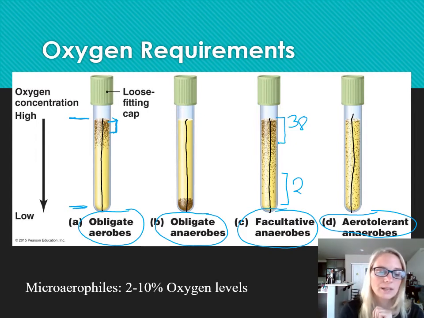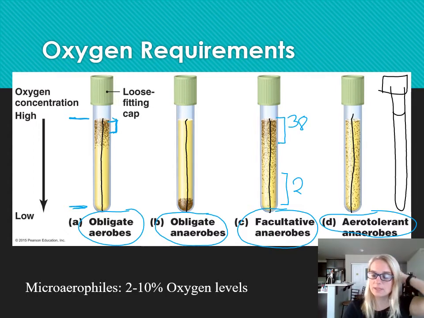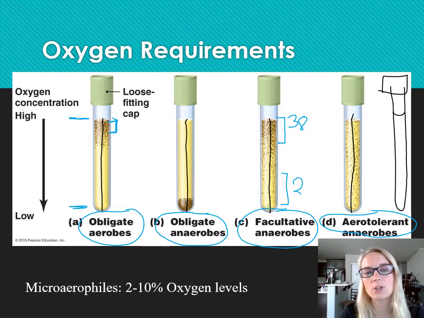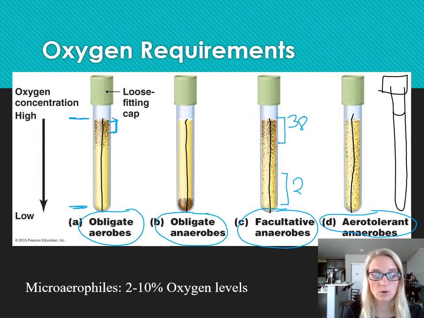All right, this last group I don't have a slide tube for, so I'll draw one. These are called microaerophiles. I'm going to put microaerophiles over here in this area. So a microaerophile is an organism that can withstand oxygen, but it needs it just a little tiny bit, but too much is toxic. So they prefer like 2 to 10% oxygen levels. So they're going to grow probably maybe right around here.